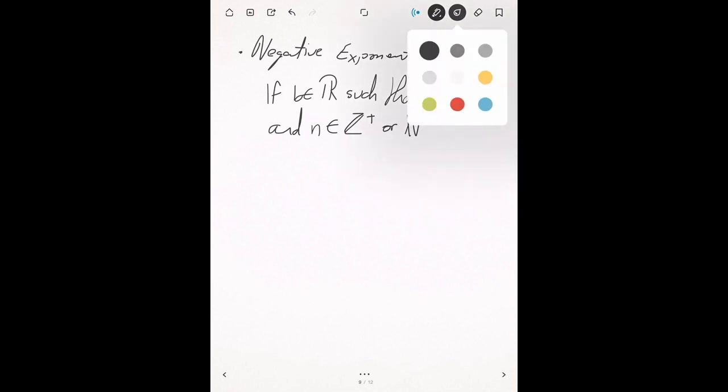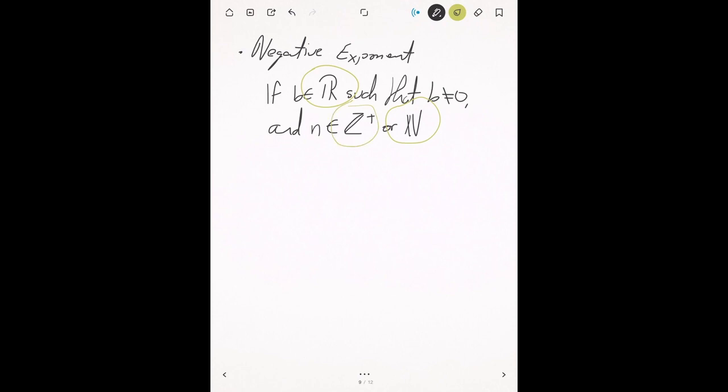Remember that this is the symbol for the real numbers. This n right here is the symbol for the natural numbers, and this symbol is the same thing, but it's the symbol for the set of the positive integers or the natural numbers. So everything from 0, 1, 2, 3, 4, 5, 6, 7, 8, 9, 10, and so on.